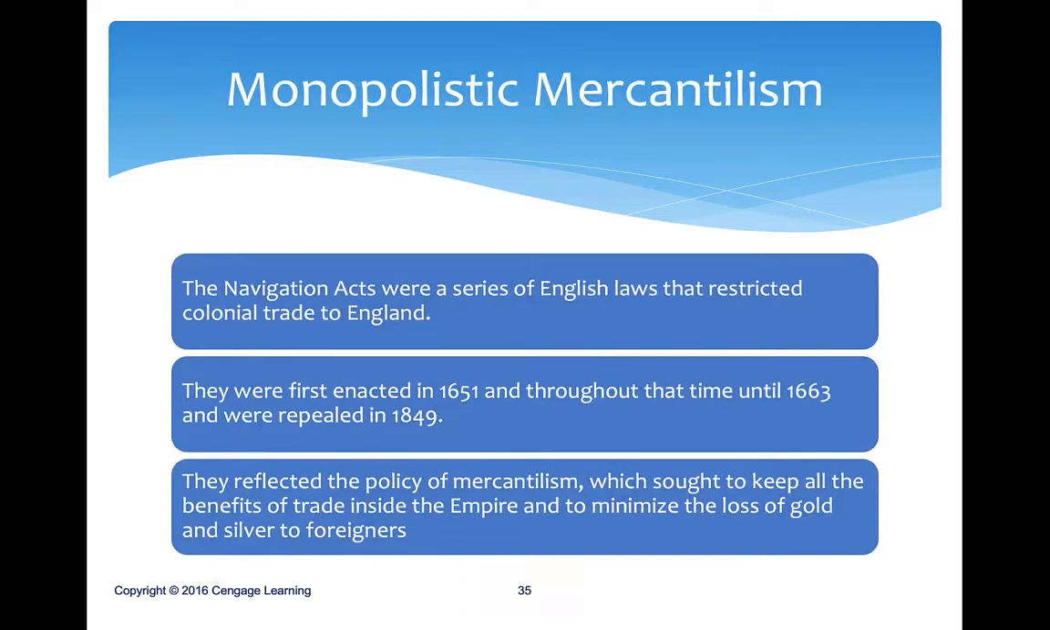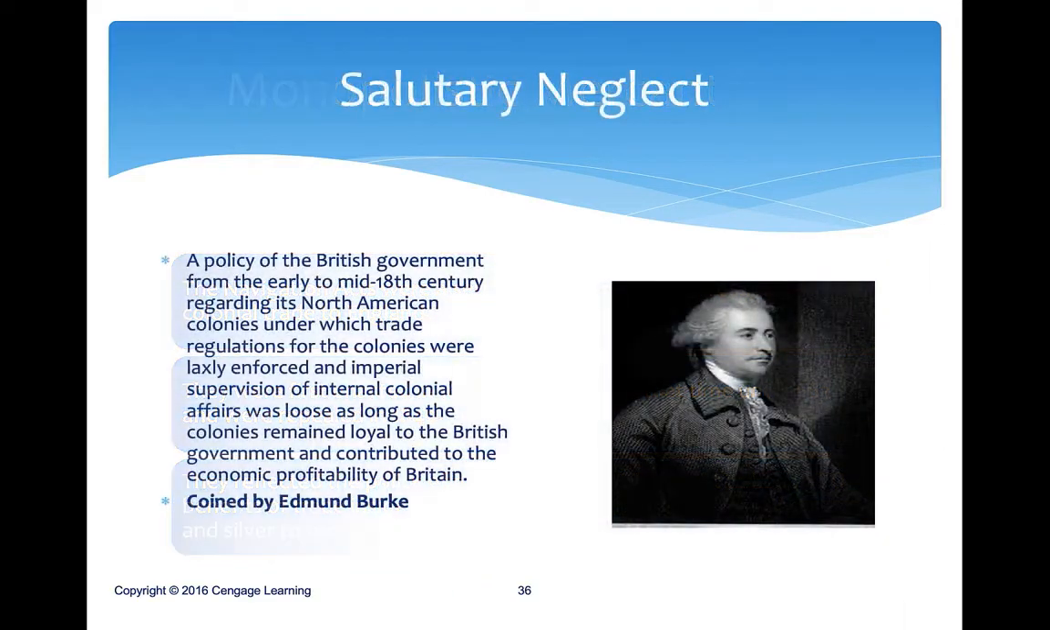Now, we also had a sense of a monopoly over mercantilism. Basically, the English crown had a monopoly over the seas and over the land. The Navigation Acts were a series of English laws that restricted colonial trade to England, so the colonists weren't able to trade with other countries. This was enacted in 1651 and lasted until 1663, and then it was eventually repealed. They reflected the policy of mercantilism, which sought to keep all benefits of trade inside the British Empire and to minimize the loss of gold and silver to foreigners. So, in a sense, kind of hoarding all the riches.